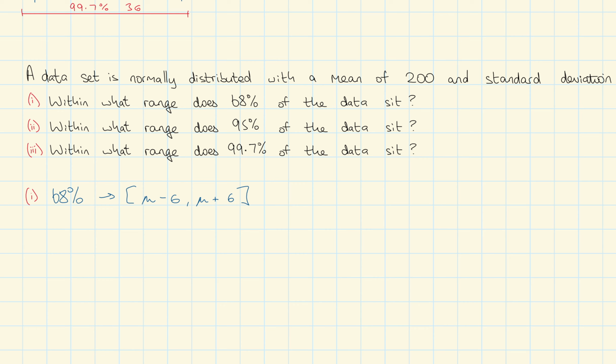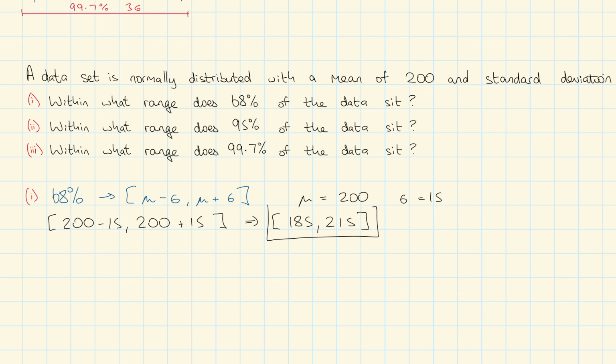Now I'm overdoing it a little on workings here. You wouldn't need this level of detail, but just to introduce it, it's no harm. So my mean is 200 and the standard deviation was 15. So we'll get 200 minus 15, 200 plus 15. Let that tidy up. Get 185 and then we get 215. And there's your answer. Part two then.